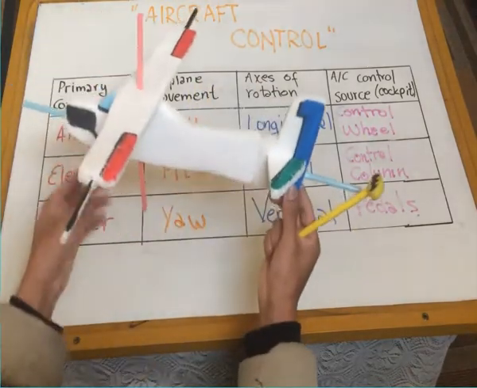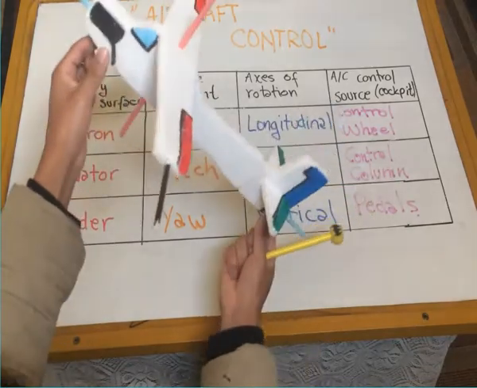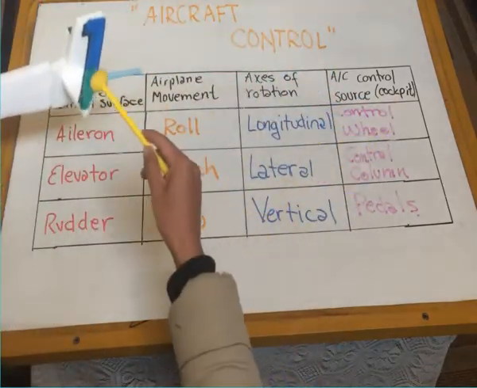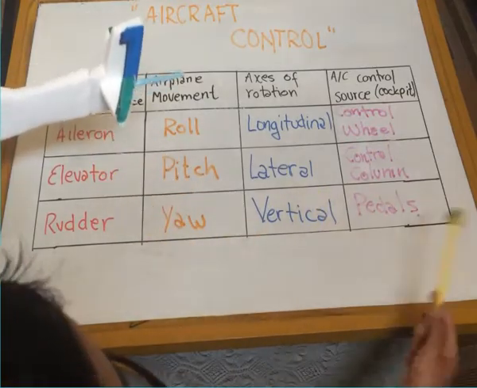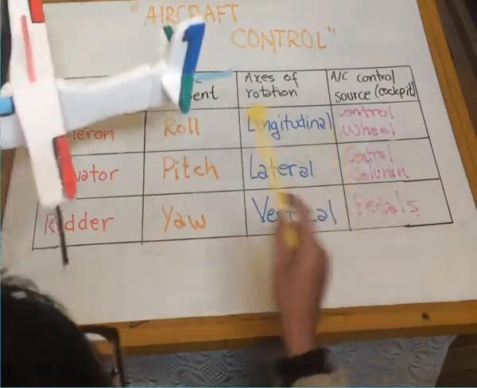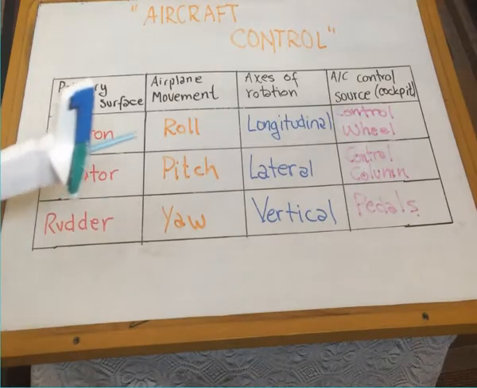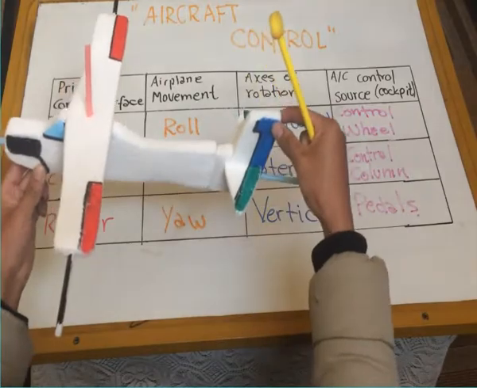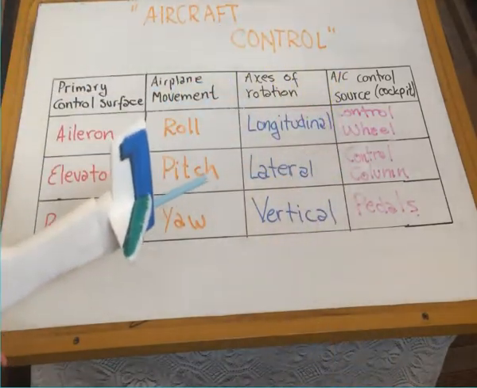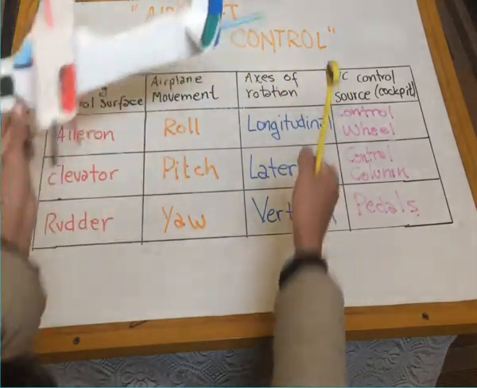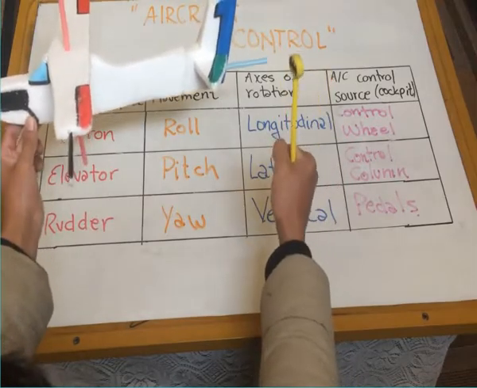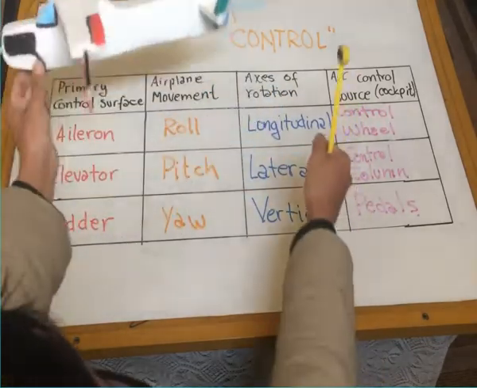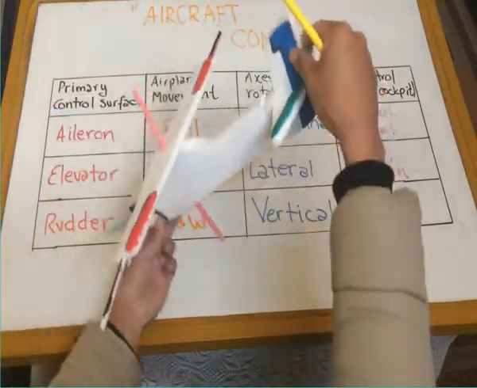With the primary control surface of elevator, we do the pitch movement. The pitch movement refers to moving the nose up or the nose down. With what control surface? With the elevator here. Okay? From what control source? With the control column. That means that you're gonna pull the control column or you're gonna push. Okay? If you pull, the nose will move up, or if you push, the nose will move down.